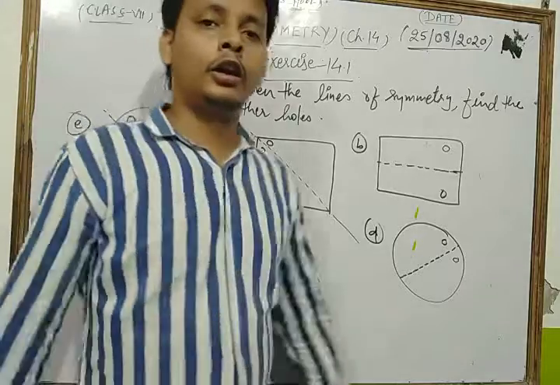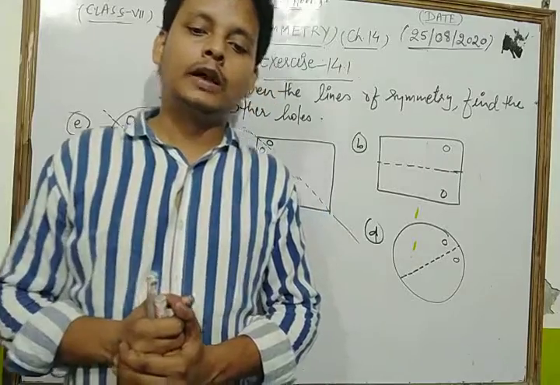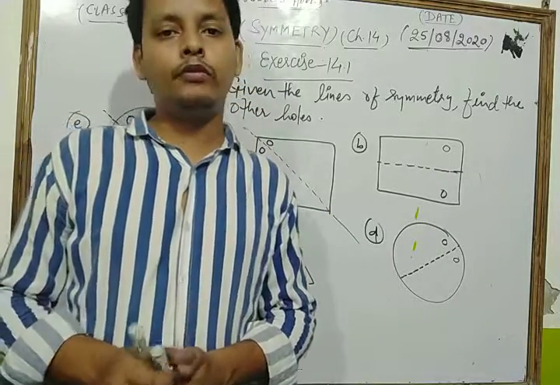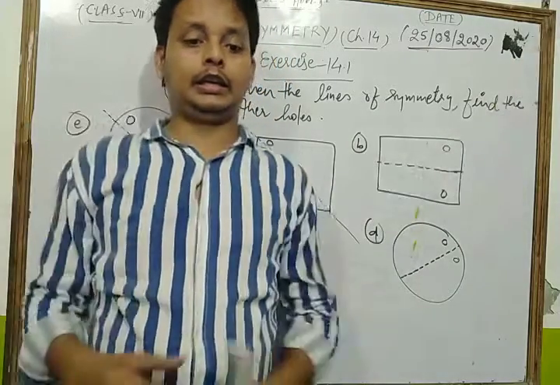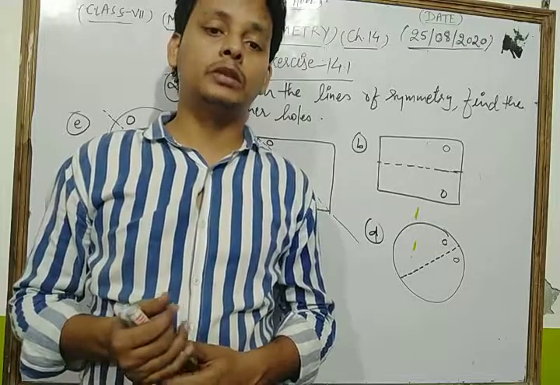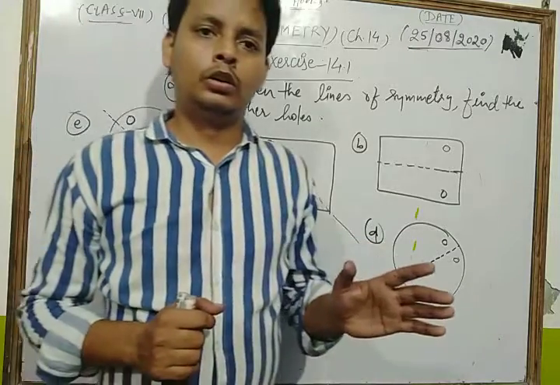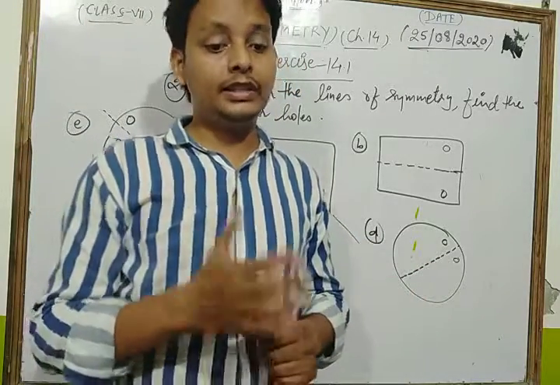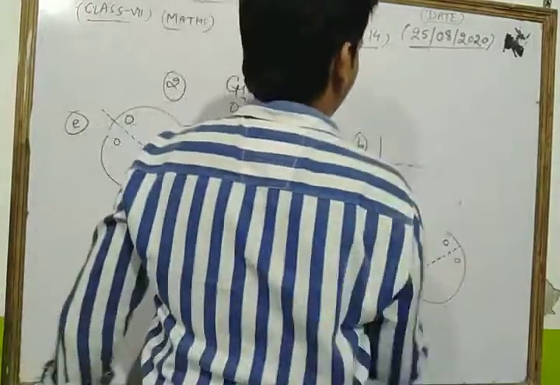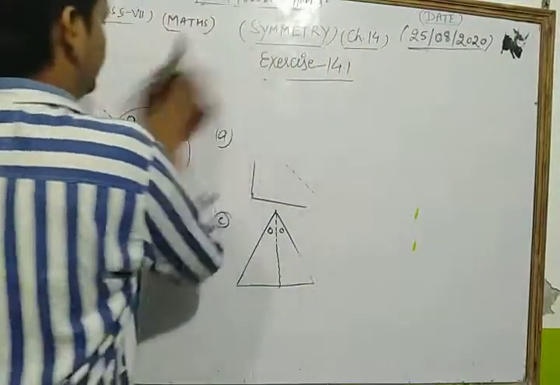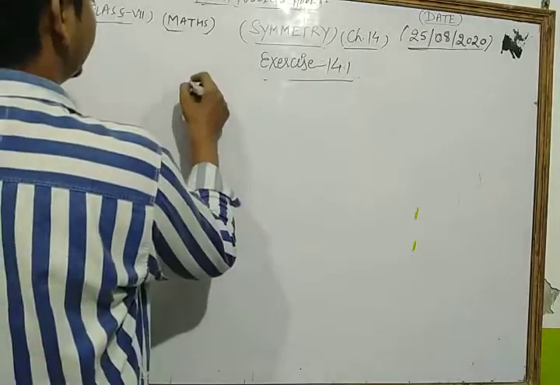So dear student, in this way you can solve every question of your NCERT exercise based on lines of symmetry. Now dear student, we take question number 7, which is very important for you, and now you can solve every question of that exercise. Now we discuss question number 7.